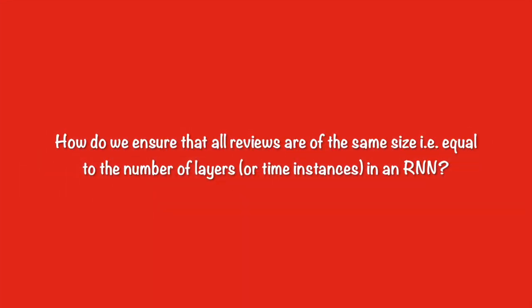RNNs work on sequences of data. The recurrent memory cell is unrolled as many times as there are input instances in our data set. Now, when we are working with reviews, every word is an input instance. How do we ensure that all reviews are of the same size so that the sequence length is the same across all reviews in our data set? The sequence length has to be the same because it has to correspond to the number of layers in an RNN.